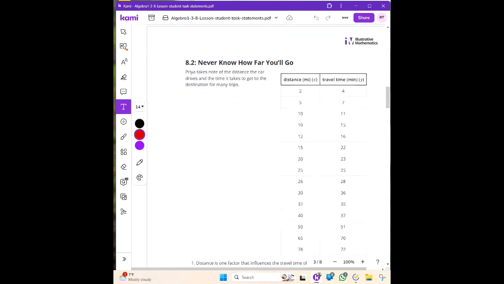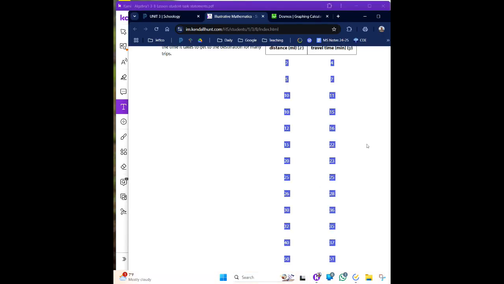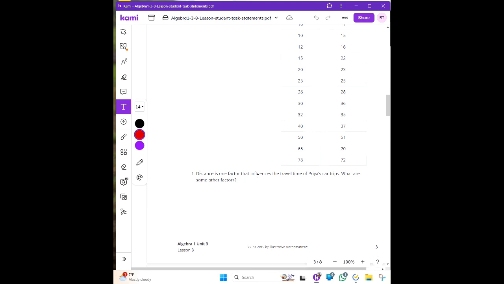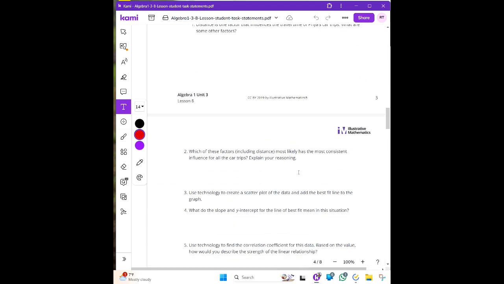Okay, so for the next one, we've got 8.2, never know how far you'll go. Now, for this lesson, Priya takes note of the distance the car drives and the time it takes to get to the destination for mini trips. So distance is x, travel time is y. Distance is one factor that influences the travel time of Priya's car trip. What are some other factors?